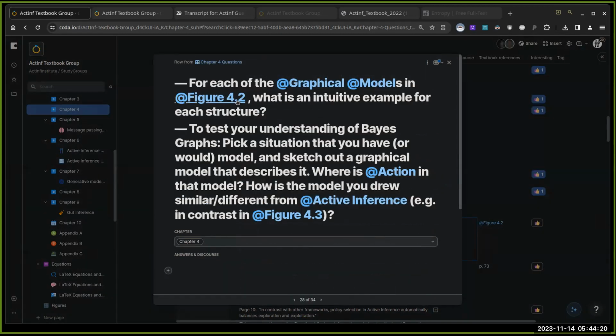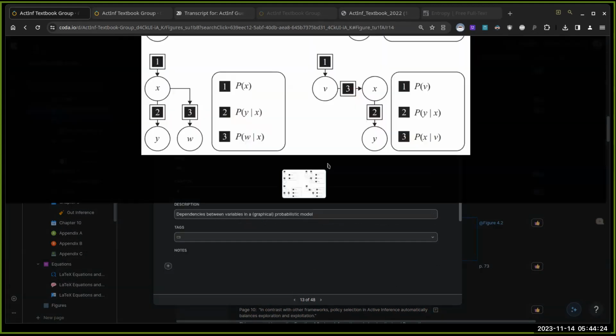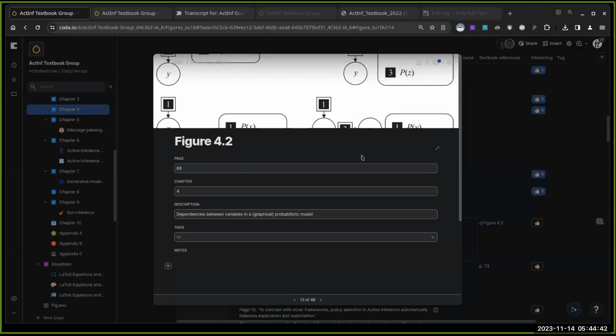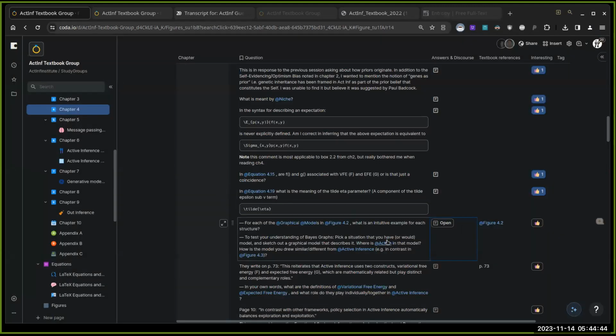Okay, for the graphical models in figure 4.2, what is an intuitive example for each structure? This is a great basic question, helping get familiar with the Bayesian graph formalism. Like, okay, I boiled water and it was hot and it made a sound. Or I took 2 ingredients and I made 1 dish. But this is kind of the fundamentals for all the other Bayes graph discussions.